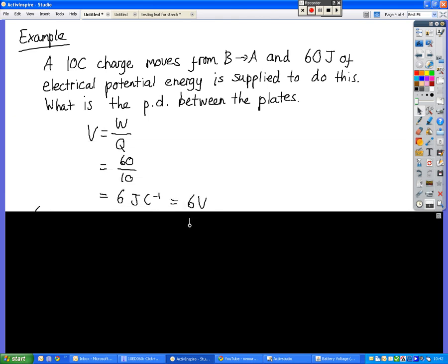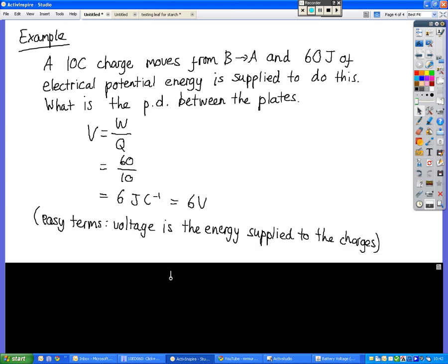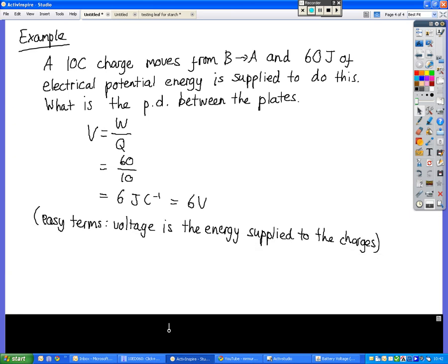So it's V equals W over Q. 60 divided by 10, which is basically 60 joules divided by 10 coulombs. 6 joules per coulomb, which is voltage. So in simple terms, voltage is the energy that is supplied to charges. So you've got 6 joules of energy being supplied to each coulomb of charge there. That creates 6 volts. So that's what voltage is. It's the energy that is put in to move charges from one side of, say, a battery through to another.